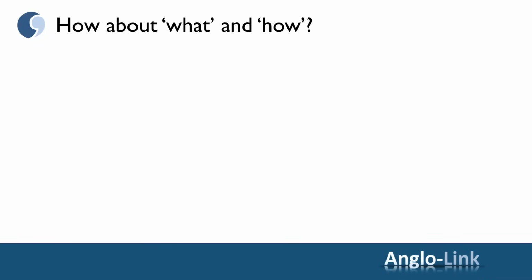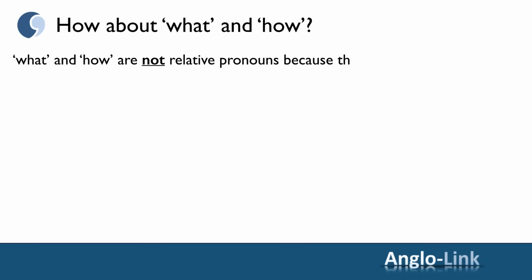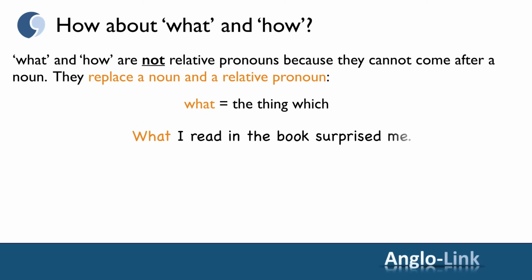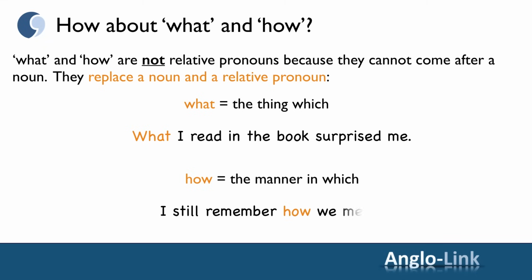So how about what and how? What and how are not relative pronouns, because they cannot come after a noun. They replace a noun and a relative pronoun. What means the thing which. What I read in the book surprised me. How means the manner in which. I still remember how we met.